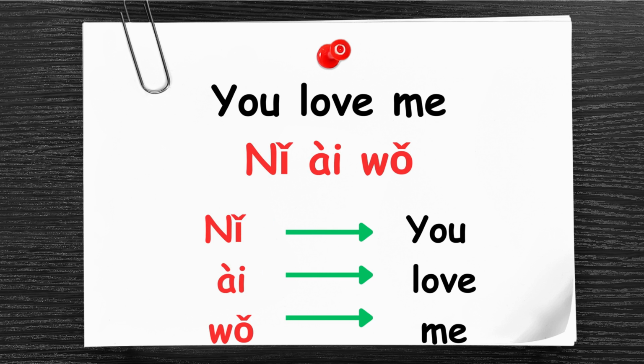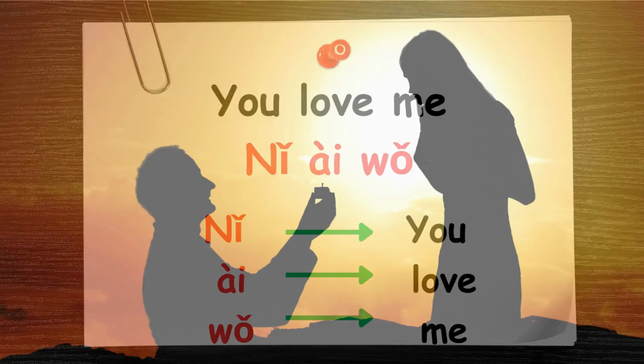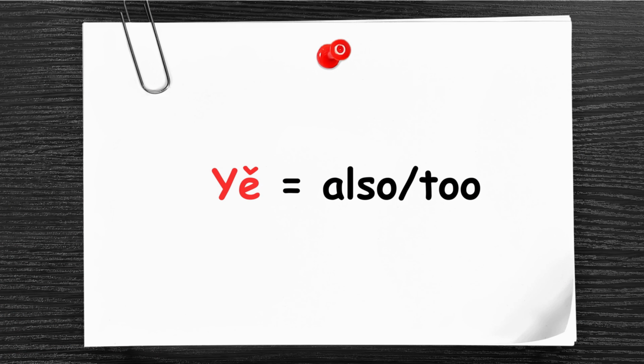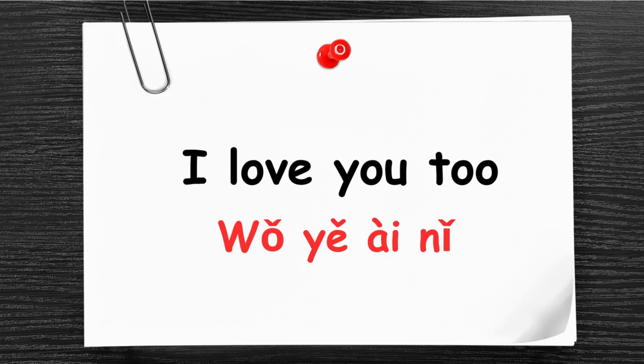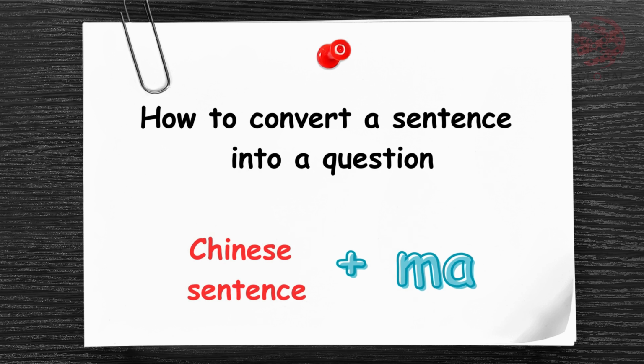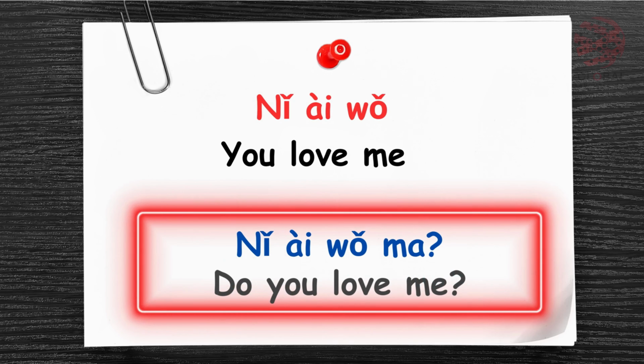你爱我. When someone says I love you, you should say I love you too. Here you have to use this word. 也. 也 means also or too, me too, you too. Then you can say I love you too here. 我也爱你. 我也爱你.